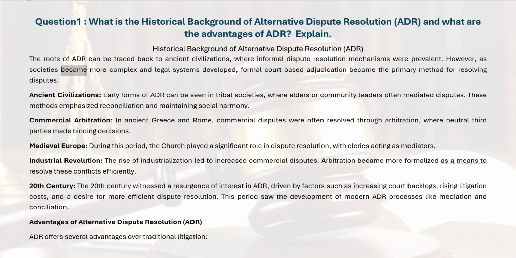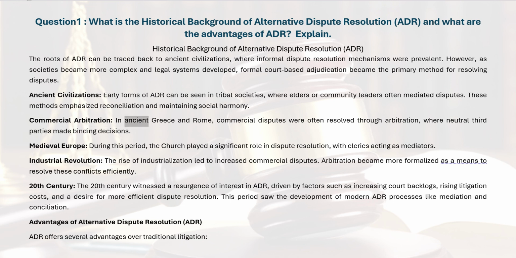However, as societies became more complex and legal systems developed, formal court-based adjudication became the primary method for resolving disputes. Ancient civilizations: early forms of ADR can be seen in tribal societies, where elders or community leaders often mediated disputes. These methods emphasized reconciliation and maintaining social harmony.